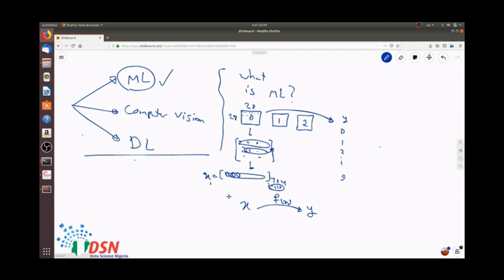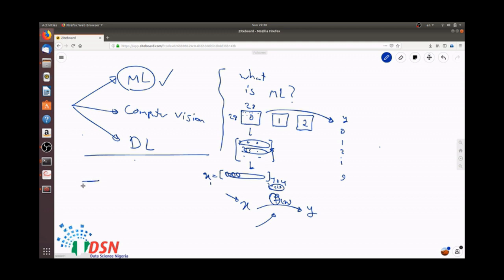In this case, we want to put the image in here and get the y by just applying the f. And the machine learning tries to learn this f based on some data. In reality, we have some data in advance that have some labels.